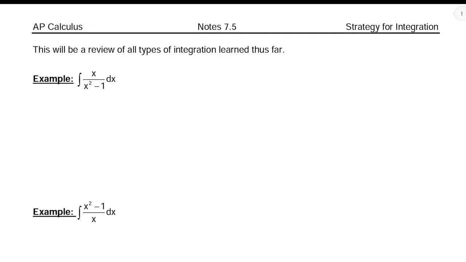The first example is a fraction. The degree of the numerator is 1, the degree of the denominator is 2, so I don't need to divide. Instead, I have a quadratic downstairs and just a monomial linear upstairs. So this means I can do u substitution. Let u equal x squared minus 1 and go from there.